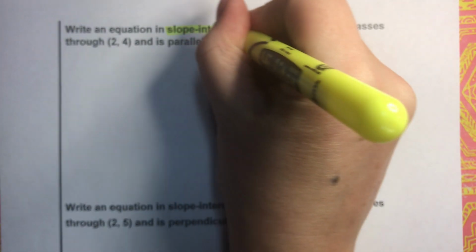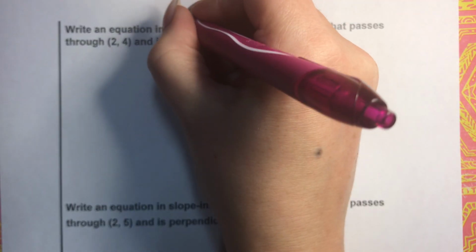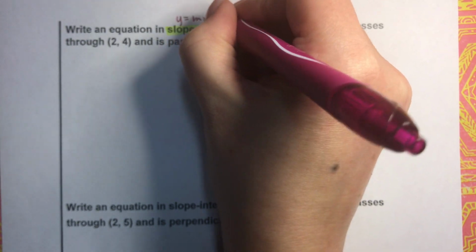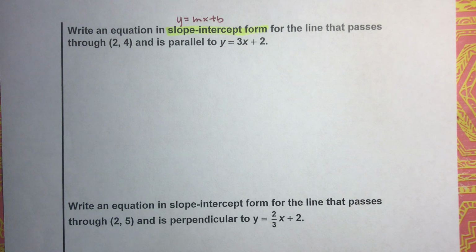It has to be in slope-intercept form, which is, do you know it? You should. If you don't know it, you gotta memorize it. Y equals mx plus b. It tells you two things. It tells you the slope and the y-intercept. Okay, so that's our answer.